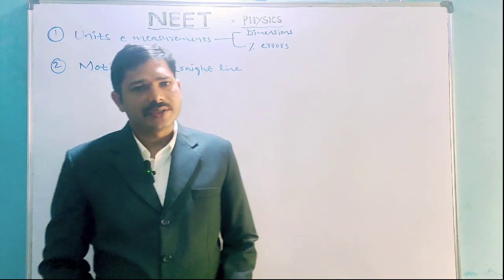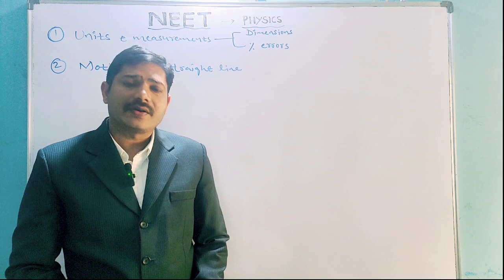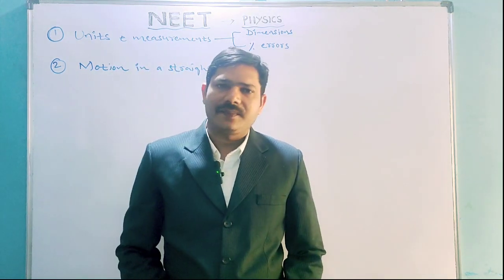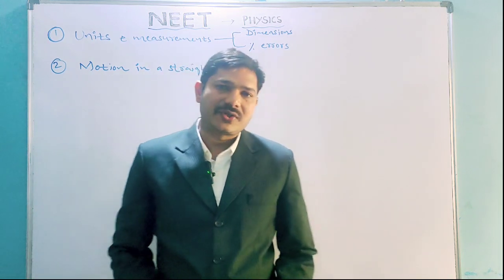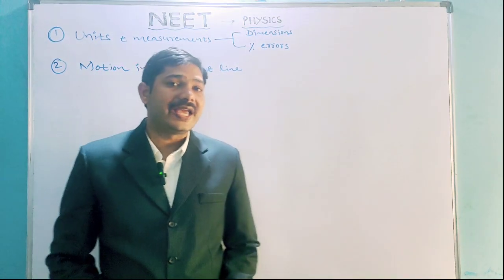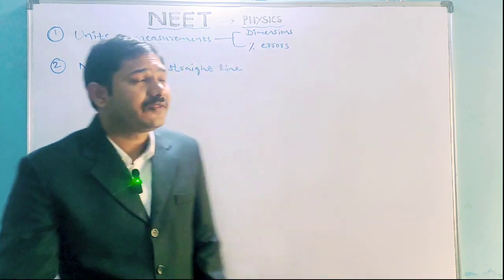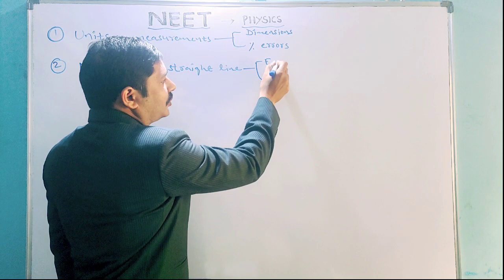You know that equations of motion, how many are there? Four. They are v equal to u plus at, s equal to ut plus half at square, v square minus u square equal to 2as, and s_n is equal to u plus a into n minus half. Equations of motion.